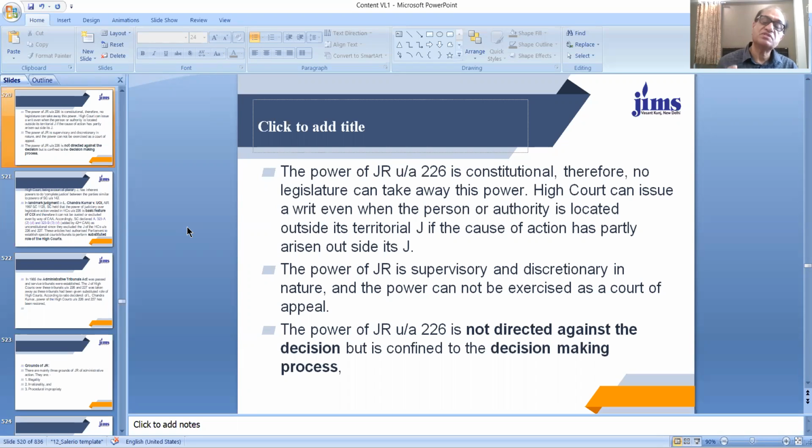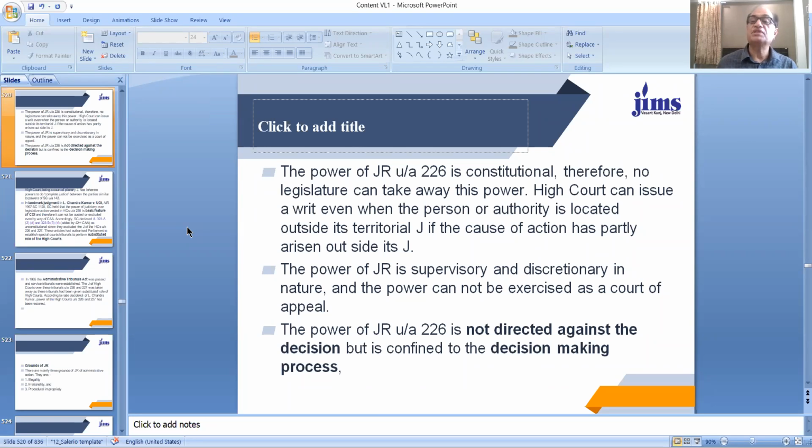And dear students, you must note that the power of judicial review is supervisory and discretionary in nature. And this power cannot be exercised as a court of appeal. While sitting as a court of appeal, the powers are different. But while sitting as a court exercising writ jurisdiction, the powers are different.